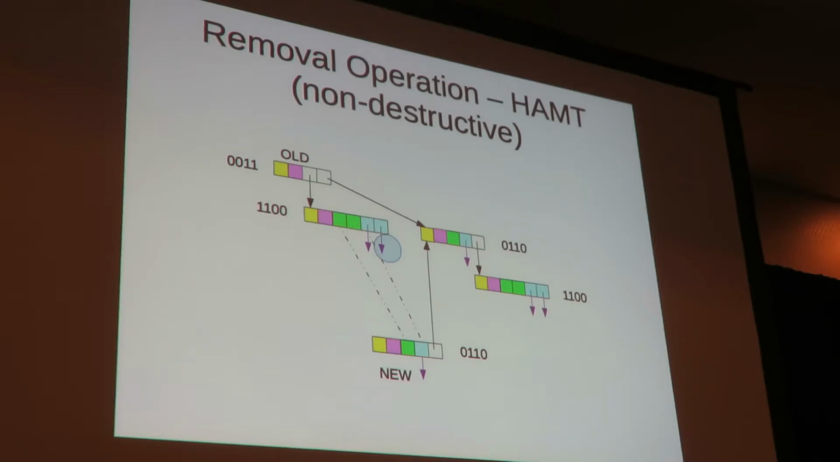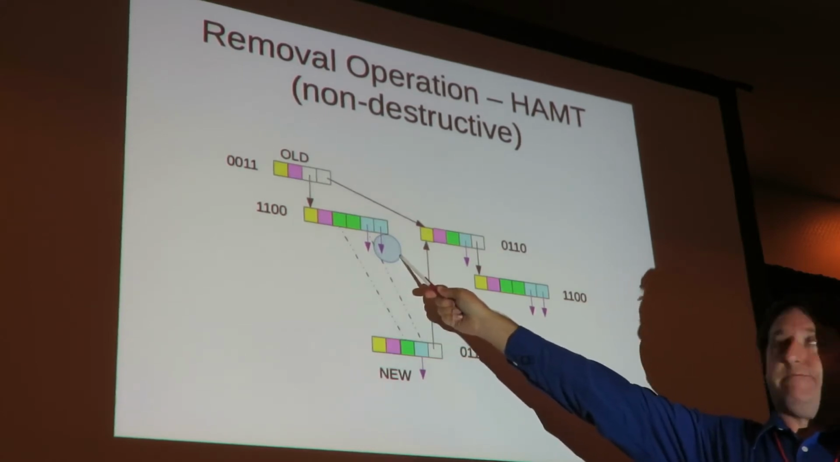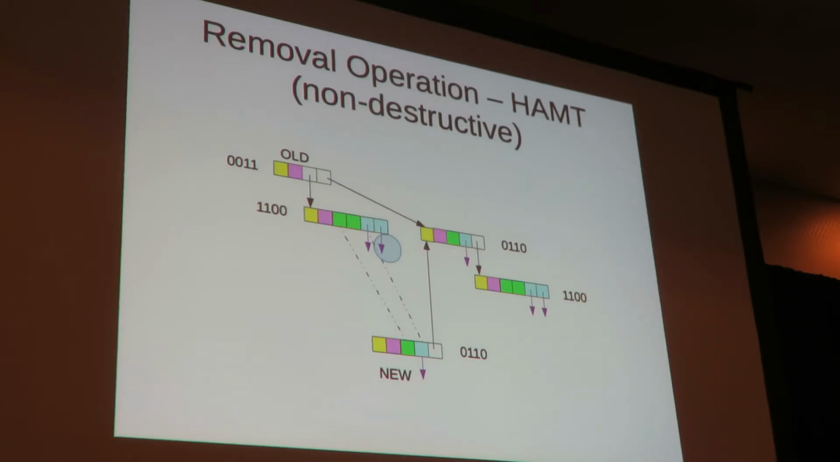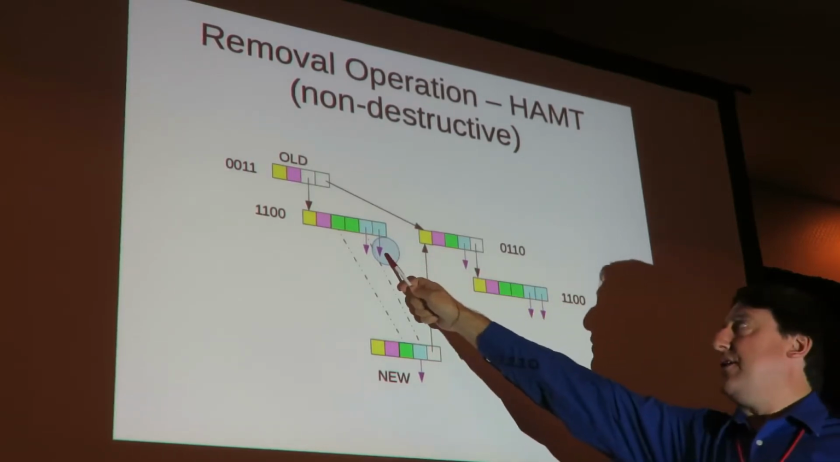The contrast with the HAMT is that I can play a more elaborate game of how we do removal. So in the HAMT picture, what I'm trying to do is remove this guy here. And what I do is I don't go down the tree and remove him. What I do is I start building a new tree to represent the hash map that has that item removed. So conceptually, yeah, I want to remove this.